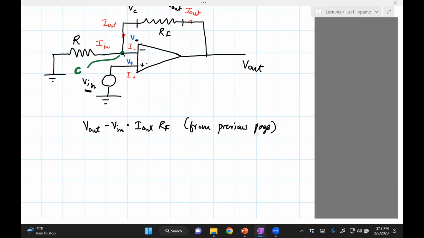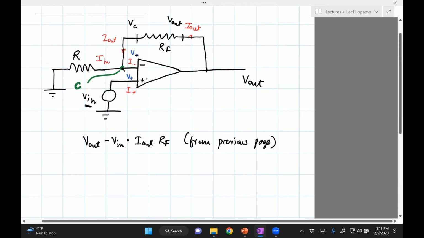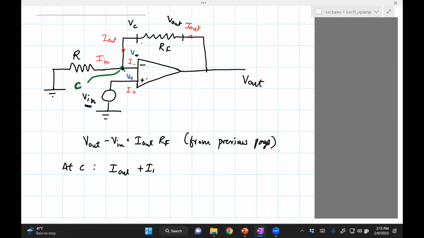I need to eliminate I out. So I'm going to see if I can relate I out to perhaps I in. You can see that at C, we can sum the currents going into C. So we have I out going inside C. I in is also going inside C. But what is coming out is I negative. But our assumption is that the current going through the op-amp is 0, and that's because the input impedance is very high, right?